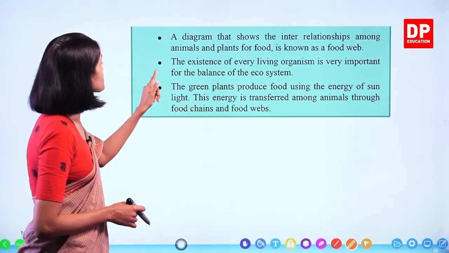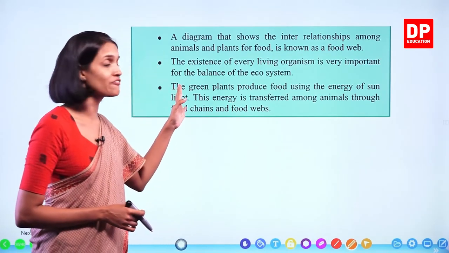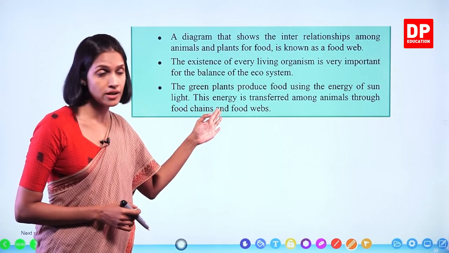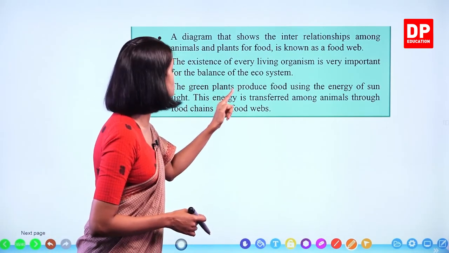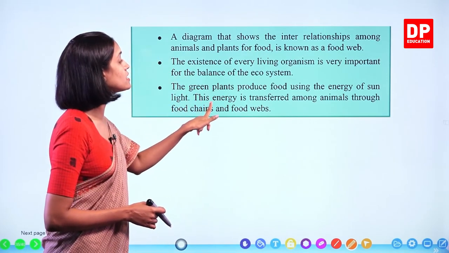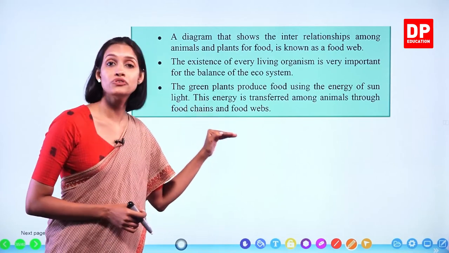The existence of every living organism is very important for the balance of the ecosystem, the environment. The green plants produce food using the energy of sunlight. This energy is transferred among animals through food chains and food webs.